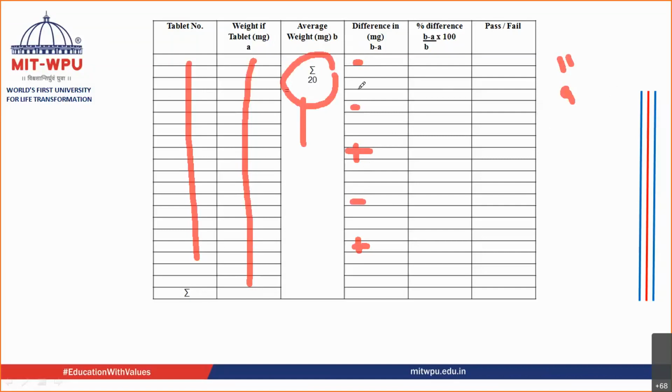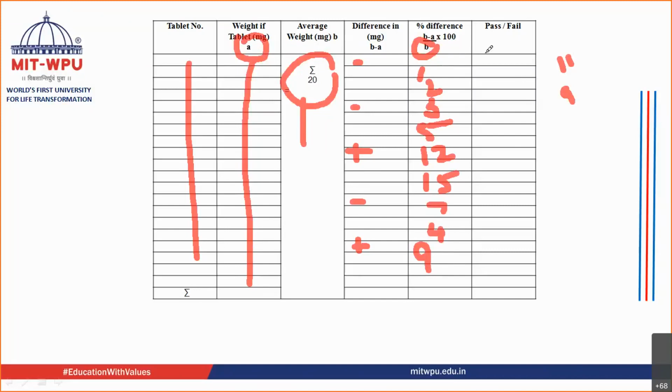You have to exclude the sign, positive and negative, and find out the percentage difference. Percentage difference is what? Average weight subtracted by the individual weight of the tablet, divided by the average weight, into 100, and then you are going to write down the percentage variation. For example, here it is 1%, here it is 2%, here the deviation is 3%, here 5%, here 12%, here 15%, here 7%, here 4%, and here the deviation is again 9%.